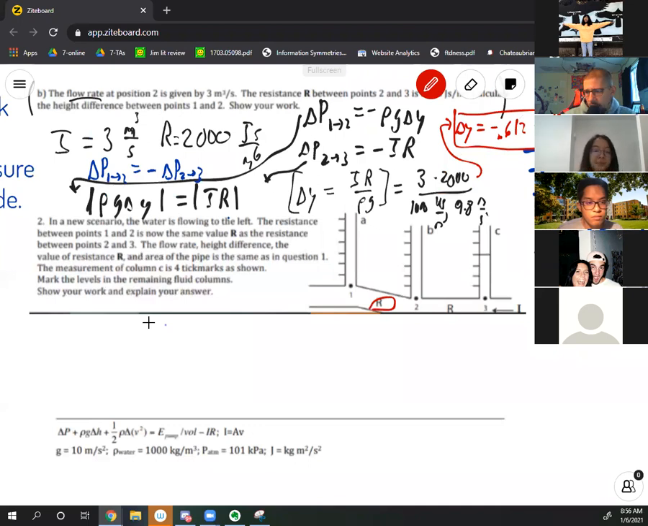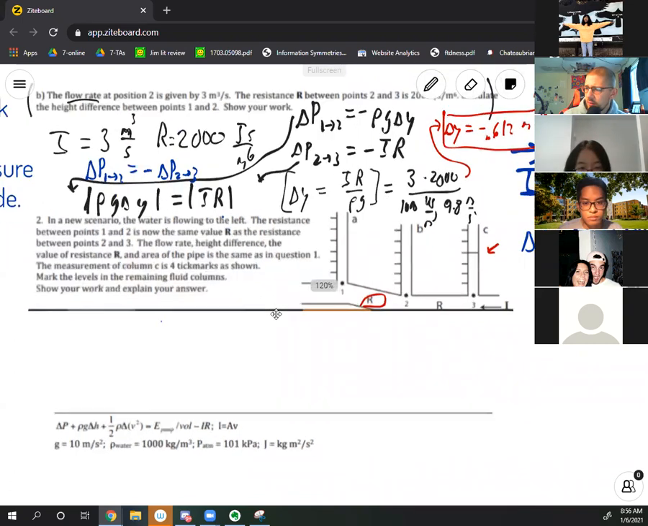The flow rate, height difference, the value of resistance R, and the area of the pipe are the same as in question 1. The measurement of column C is 4 tick marks as shown. Nice. Mark the levels on the remaining fluid columns, show your work, and explain your answer. Okay, so the first thing is, and again, we've only got about 5 minutes, so this first part I'm going to do just kind of intuitively and check that the math works.